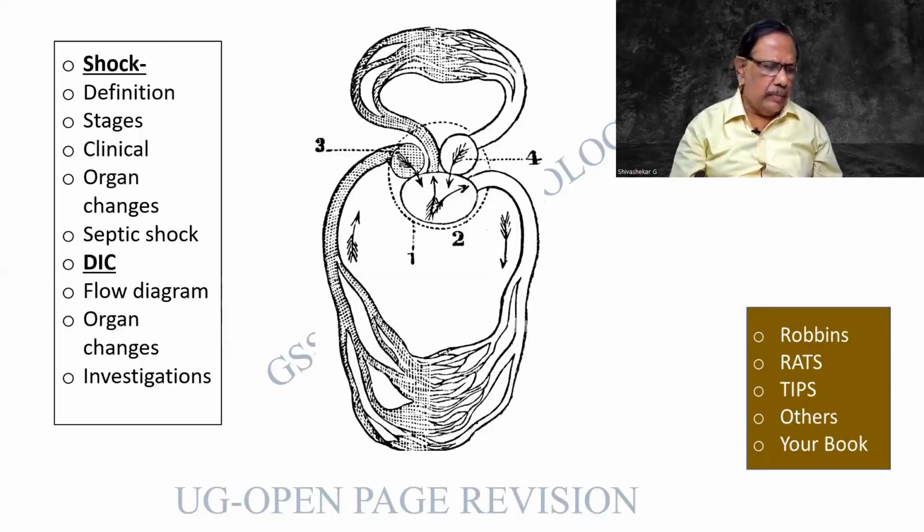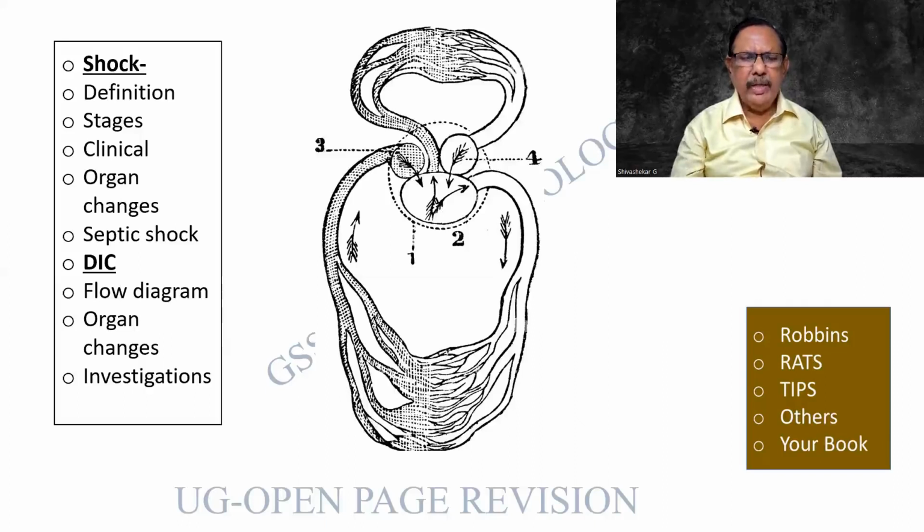DIC is another one. It is a nightmare. A flow diagram is essential. I have covered it in my class in hematology also. So a flow diagram will be essential. And what are all the various factors that are causing DIC? In my notes in hematology, I have covered what are all the major things.